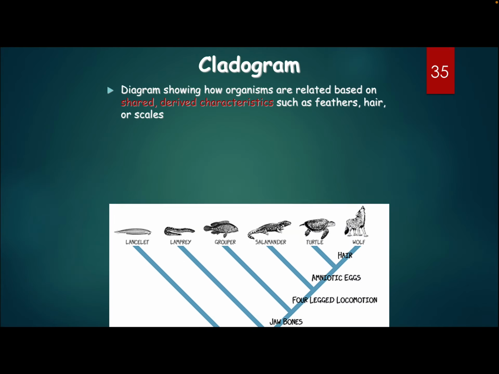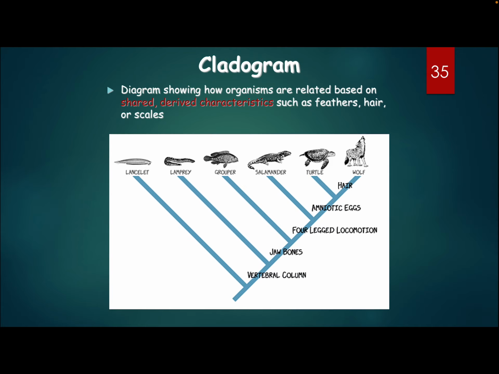So then we have a cladogram where they look at shared and derived characteristics such as feathers, hair, scales, and we've looked at these before. Basically, it's rooted down here. You have a series of traits this way. You have organisms that you're looking at up here. And these traits are excluding things.